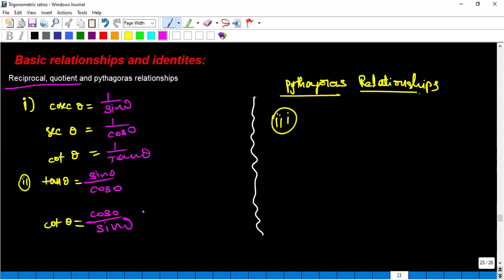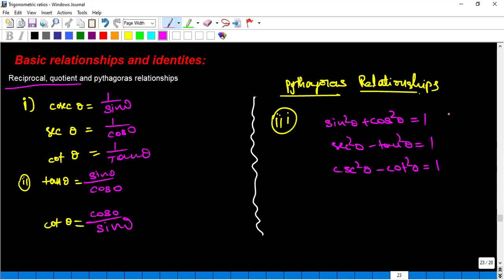Okay. Then what are the Pythagoras relationships? They are the three identities which we have. One is sine square theta plus cos square theta is equals to 1. Secant square theta minus tan square theta is equals to 1. Cosecant square theta minus cot square theta is equals to 1. These are the three formulas which we will derive by using Pythagoras theorem only. That's why they are telling you this as Pythagorean relationships.